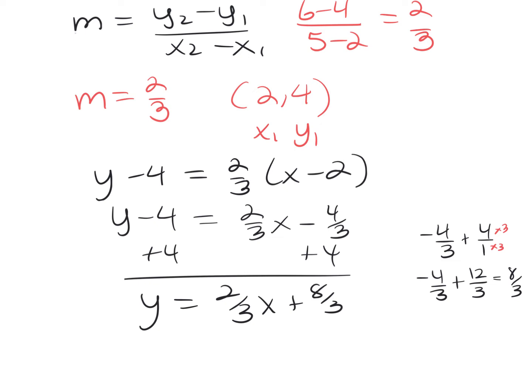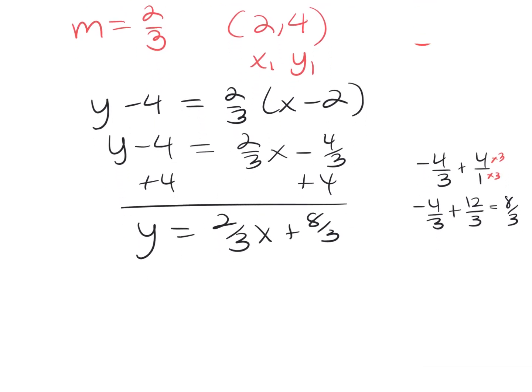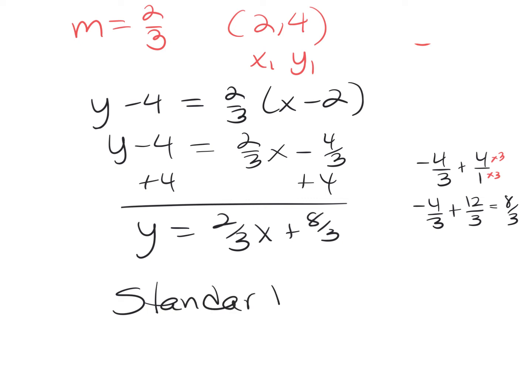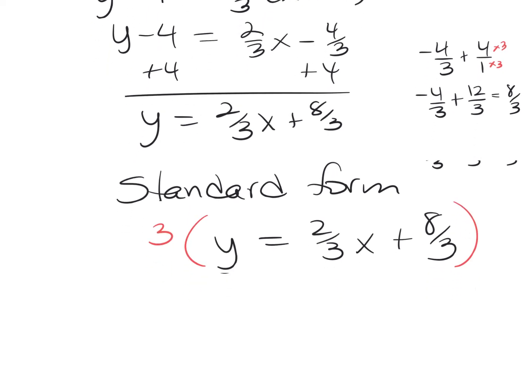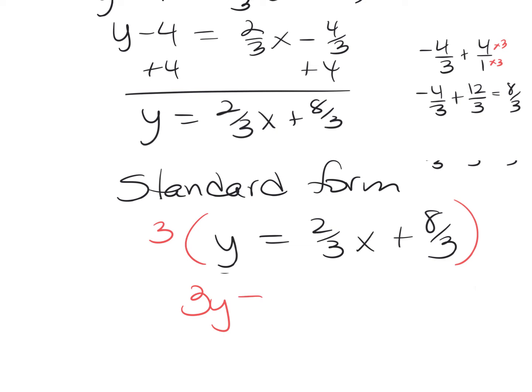Now, let's say the question said, put this into standard form. Remember, standard form cannot have any fractions, and the x has to be positive. So what we could do here, if they ask for standard form, what I would do is clear the fraction first. So I'm going to take this and times the whole thing by 3. And then I get 3y equals 2x plus 8.